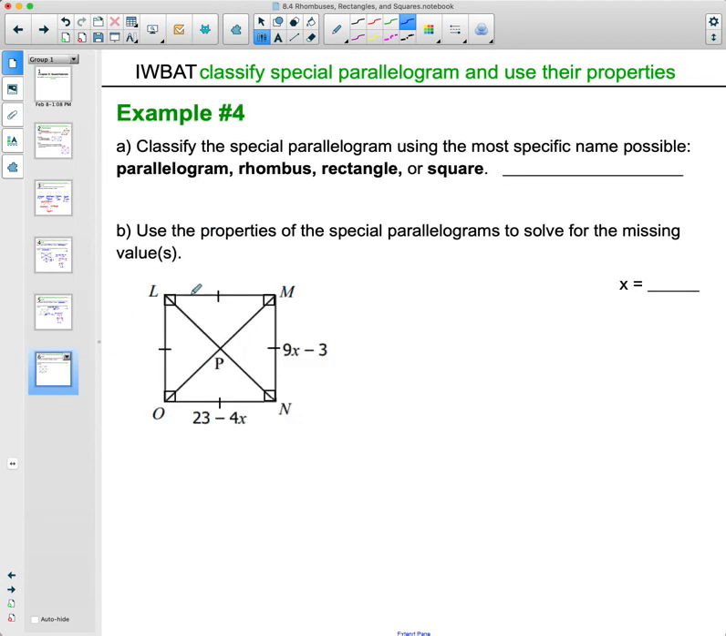Last example. If we take a look at this parallelogram down here, we see congruent sides and we see congruent angles. So that makes this a square. Then we look at the expressions on the sides, which are marked as congruent, and you also know from it being a square that you have congruent sides. So congruent means that we will set these equal to each other, and then we will solve.